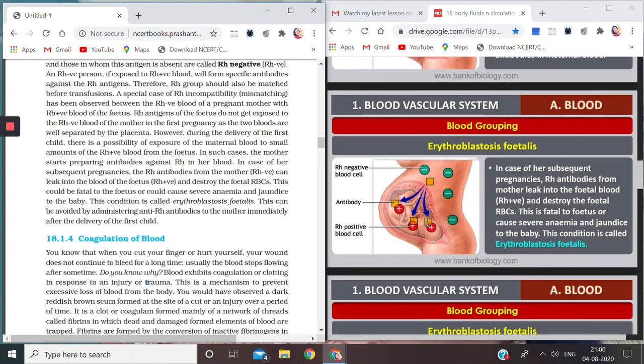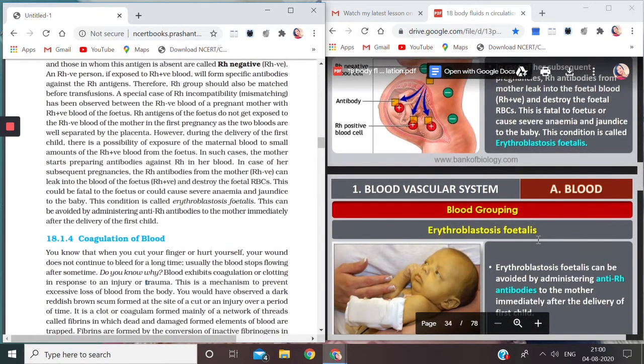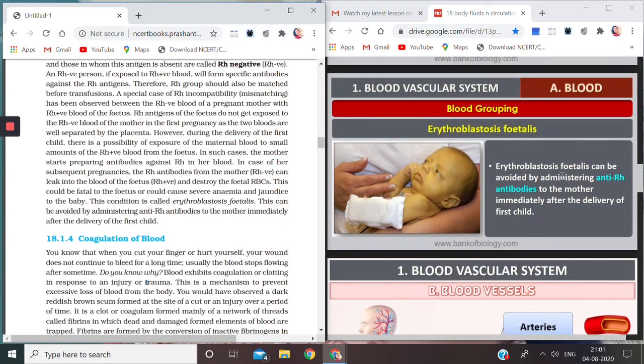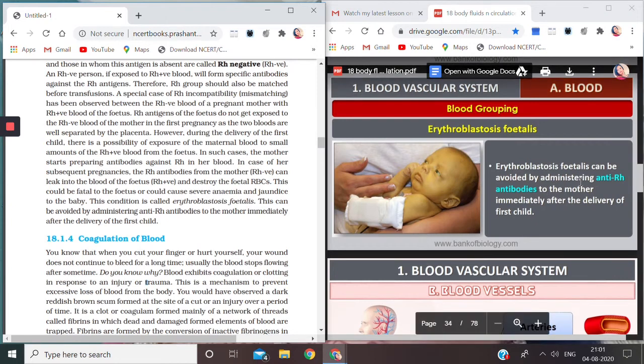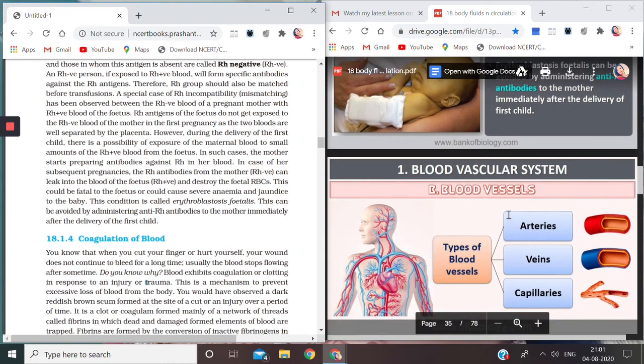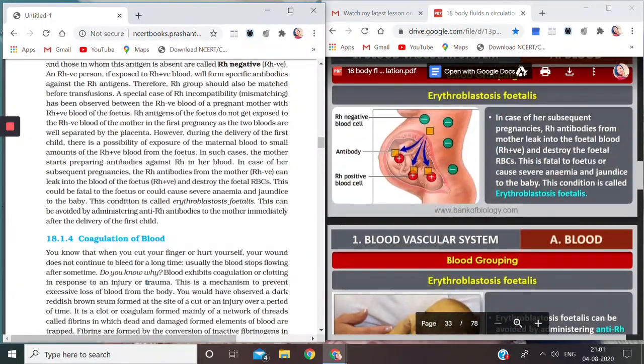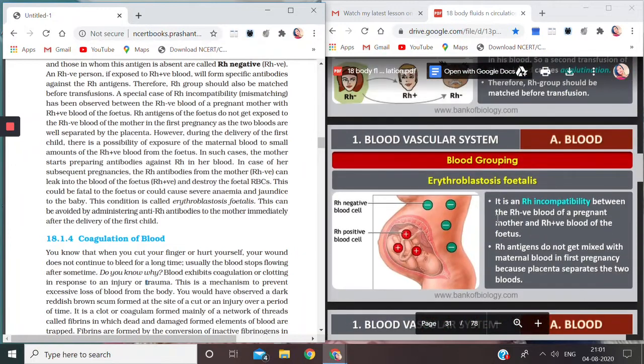Rh positive blood. Okay, so this is called erythroblastosis fetalis, right? So this can be avoided by administering anti-Rh antibodies to the mother immediately after the delivery of the first child. So I hope I am clear with the topic Rh grouping. Okay.